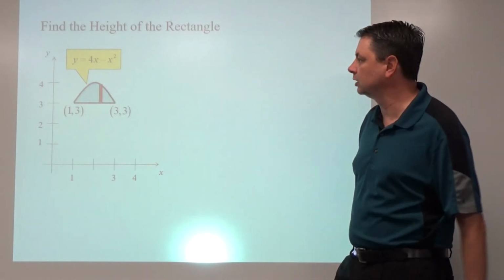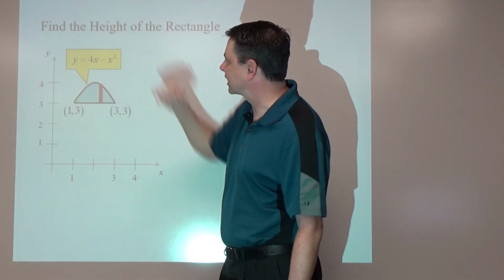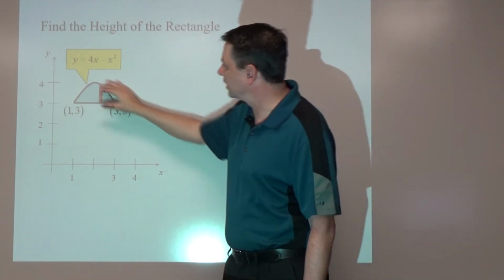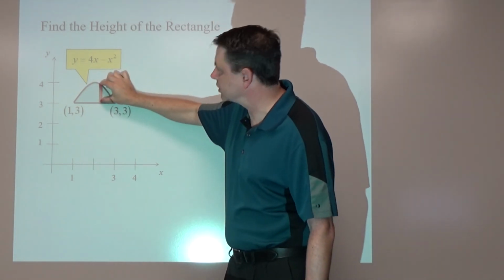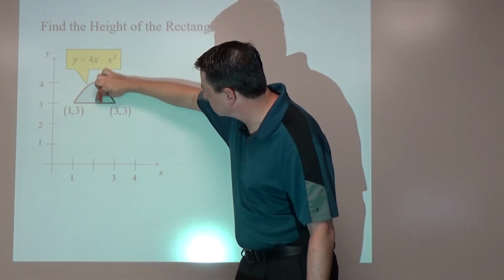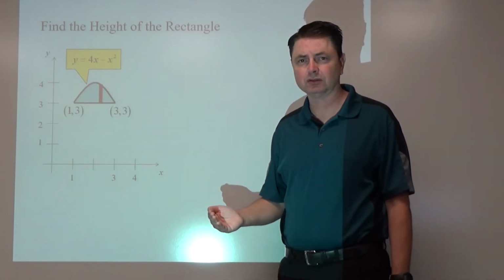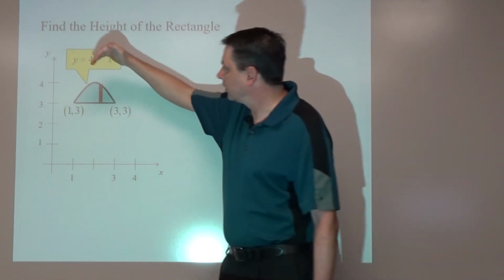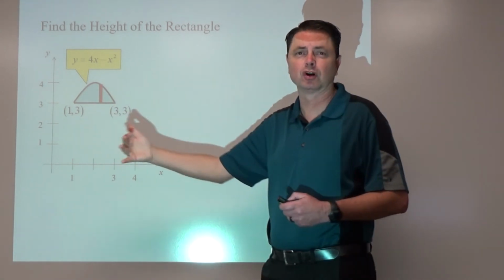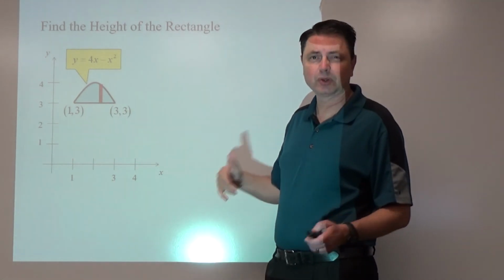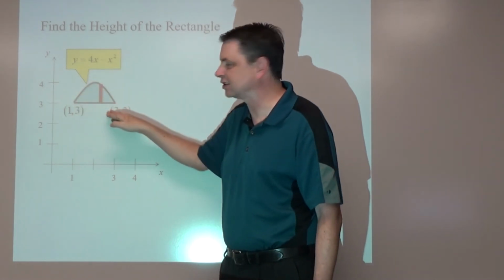All right, this is our last one to look at. We've got a function here: y is equal to 4x minus x squared. And we're looking for the height of this rectangle that's created within this part of it. The height of the rectangle is always going to be the top curve minus the bottom curve. In this case, the bottom curve is a line, but we just generically default to saying curve. So top curve minus bottom curve.